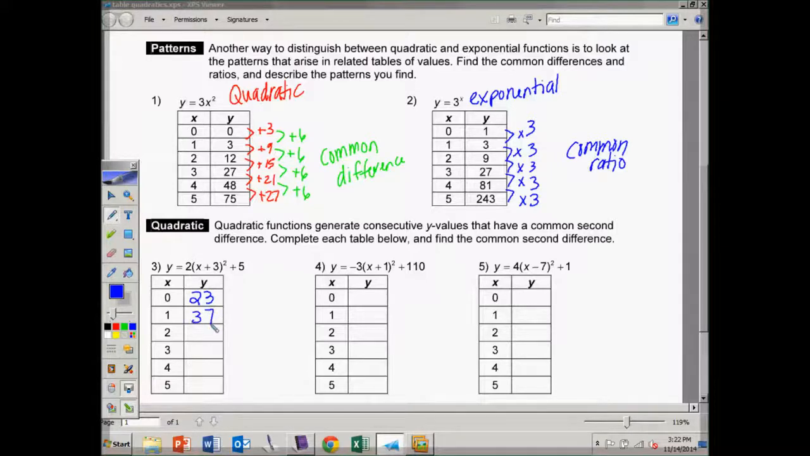We have 2. 2 plus 3 is? 5. 5 squared is? 25. Times 2 is? 50. 50 plus 5 is? 55. 3, plug it in. 6. 6 squared is? 36. Times 2 is? 72. Plus 5 is? 77. Good job. 4, plug it in. 7 squared is? 49. 49 times 2 is? Give us a minute.